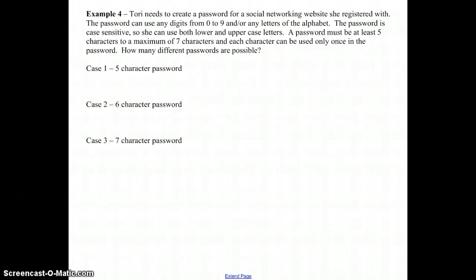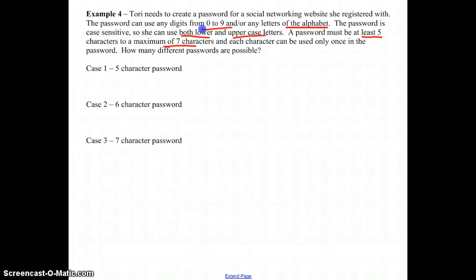Example 4. Tori needs to create a password for social networking. She can use the digits from 0 to 9 and any letters of the alphabet. The password is case sensitive, so she can use both lower and uppercase. It must be at least 5 characters to a maximum of 7 characters, and each character can be used only once. How many different passwords are there?